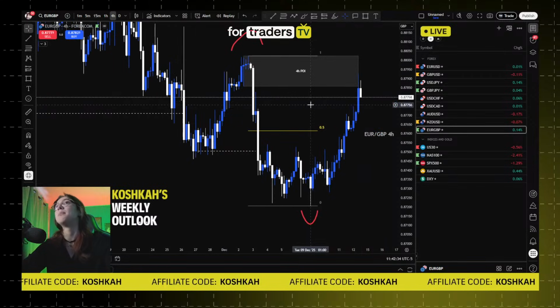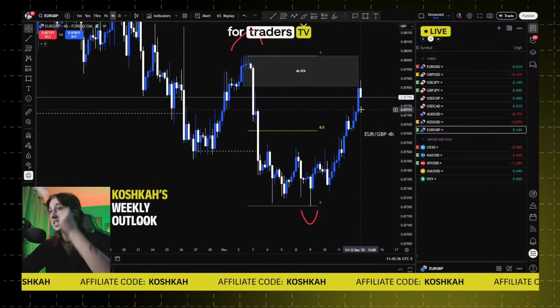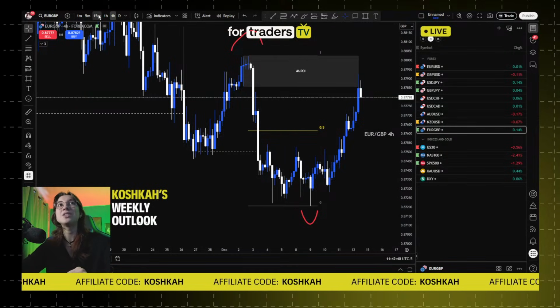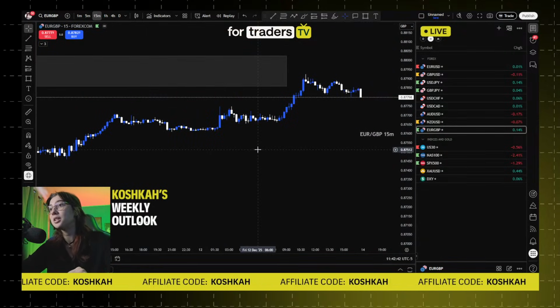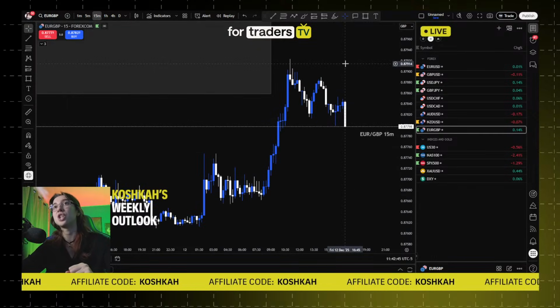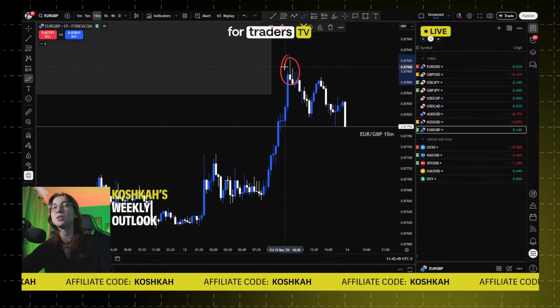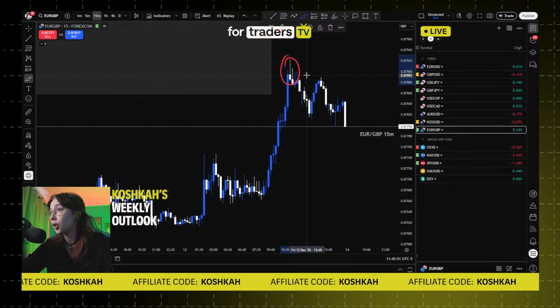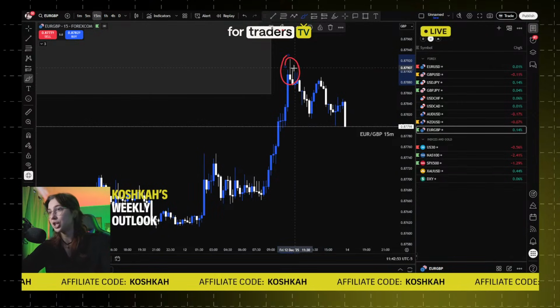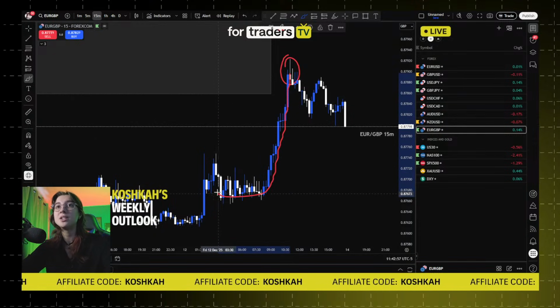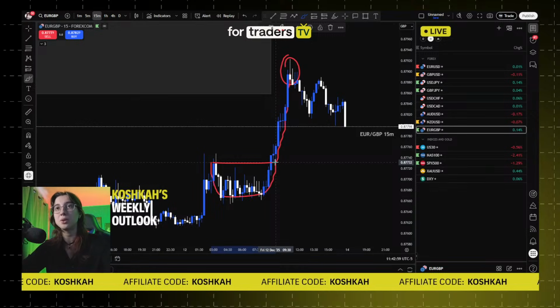So this is an imbalance, okay? Now price tapped into this 4-hour POI. So what we are doing is going on the 15 minutes to look for a 15-minute change of character. Right here, this is where price stopped into the POI. So to find the low that we need to break to have a change of character, we need to go lower until we find the last break to the upside.